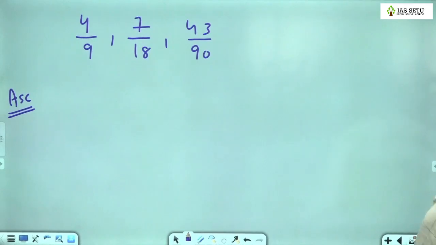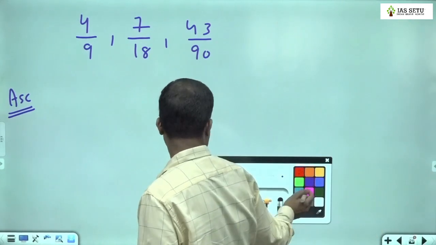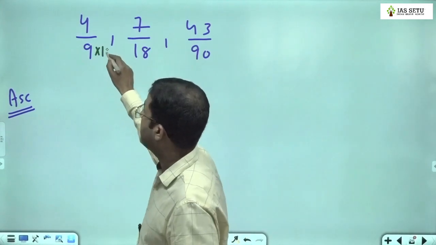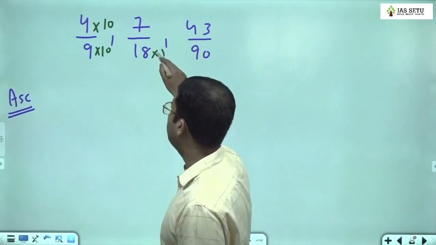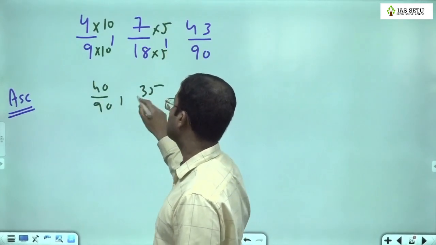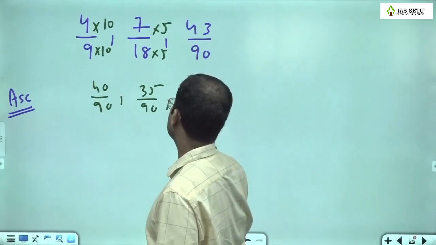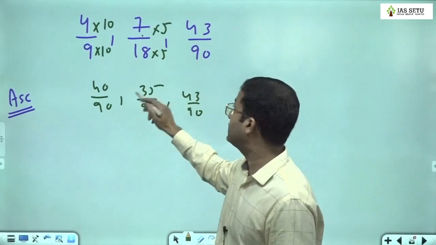Done. Simple है. Like here, better we can make our denominator 90. So you multiply with 10, and here also you multiply with 10. How come 18 will become 90? Into 5, into 5. This is 40/90. This is 35/90. This is 43/90. Which one is the smallest? B. And which one is the largest?